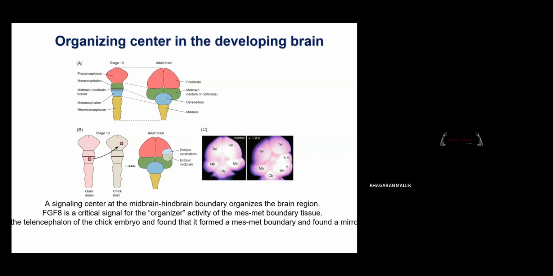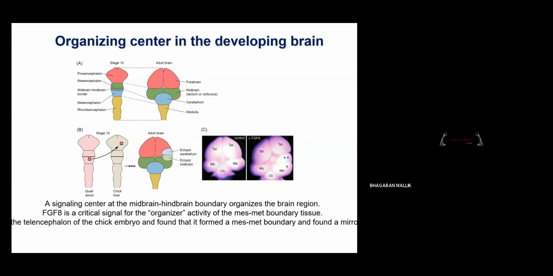Prosencephalon develops into forebrain, mesencephalon develops into midbrain, metencephalon develops into cerebellum, and rhombencephalon develops into medulla. So in the adult stage, this junction is crucial also for the organization of the brain, or development of the brain.